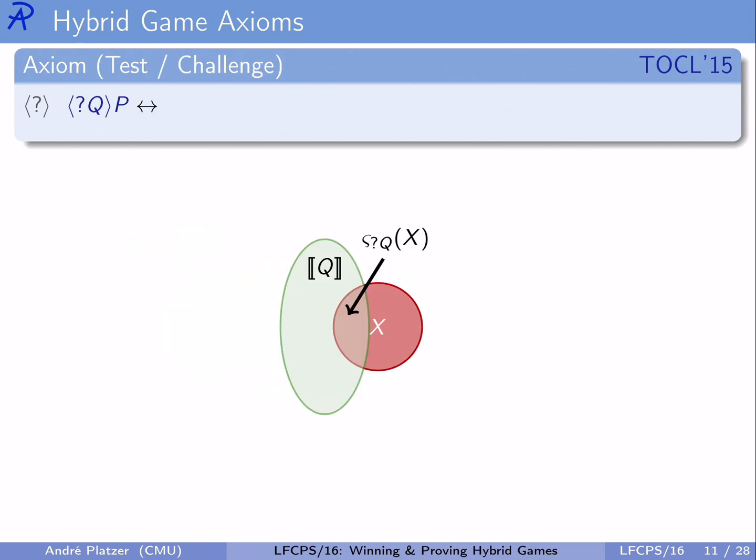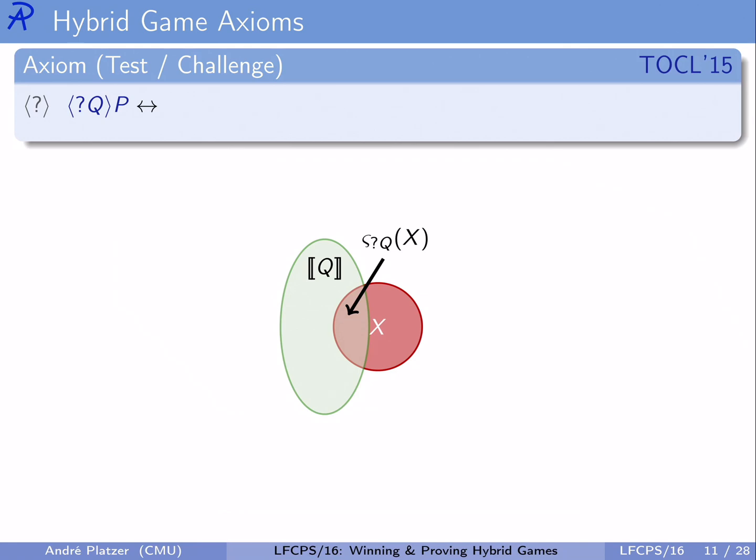Now the challenge or test game. Under what circumstance does Angel have a winning strategy in the challenge game, where she's challenged to make Q true to make it into a state where P is true? Well, remember the semantics of challenges or tests. Angel does have a winning strategy in the challenge Q or test Q game to make it into X whenever she's already in X, because, well, tests don't change state, but she also needs to pass the test. That means she needs to be inside the set of all states where the test Q is true.